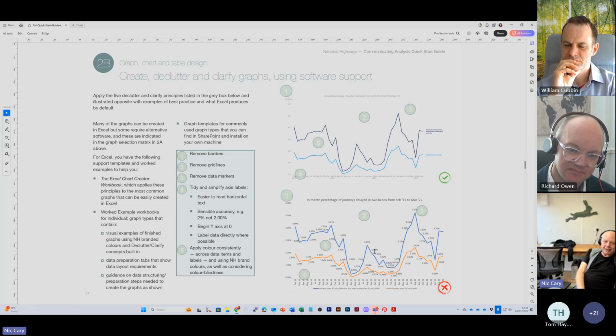National Highways has two main colors, a dark blue and a light blue, and then it has a very carefully selected series of hues that are in the same sort of contrast range. So you can use them with confidence. They will all work together. And we haven't run out of colors yet.